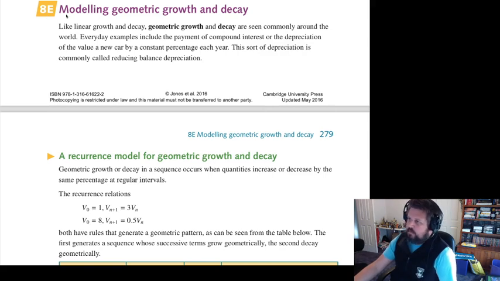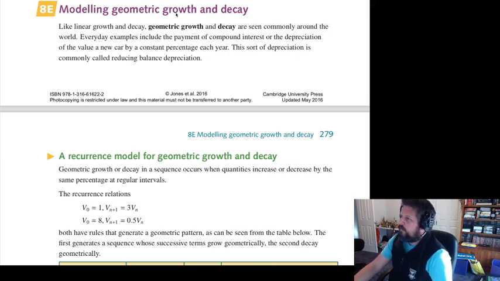So today we're modeling geometric growth and decay. Geometric is whereby things are increasing by a ratio. So we're multiplying by a ratio rather than adding on or subtracting a fixed amount. Growth means it's going up. Decay obviously means it's going down. Now, like linear growth and decay, geometric growth and decay are commonly seen around the world. Cool. Let's have a look at some examples.